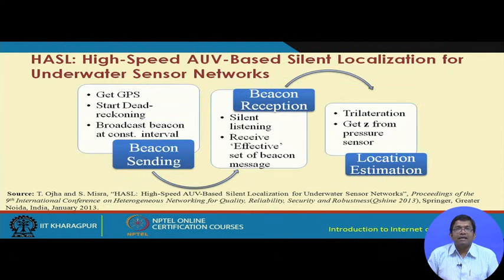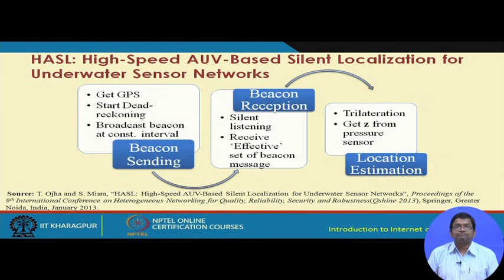Protocols such as HASL, which use beacon sending, beacon reception and location estimation information, basically localize the nodes. These start by first getting some GPS coordinates from maybe a surface sink, and then start processes like dead reckoning and broadcasting beacons, receiving the beacons, and getting an estimate of location through processes such as trilateration and so on. This has been explained in detail in the paper referenced at the bottom of the slide.